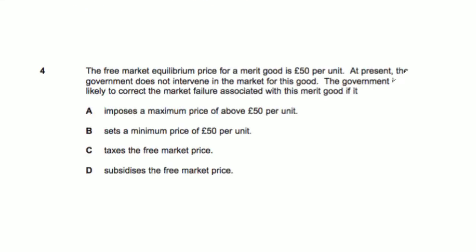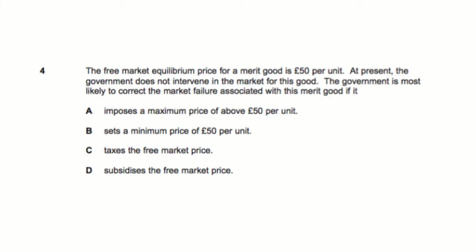Now we're going to have a look at question 4. The free market equilibrium price for a merit good is £50 per unit. At present, the government does not intervene in the market for this good. The government is most likely to correct the market failure associated with this merit good if it, and then we've got the 4 options. We first need to have a look at what a merit good is.